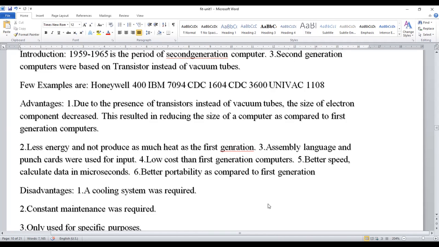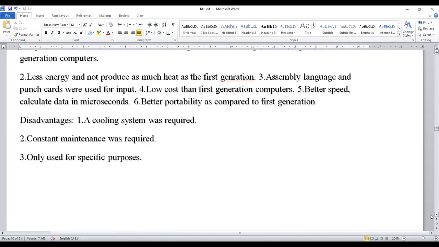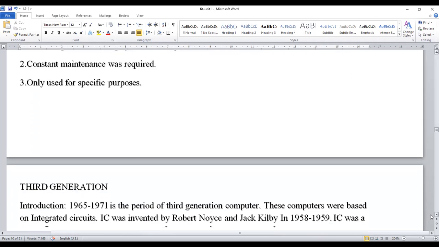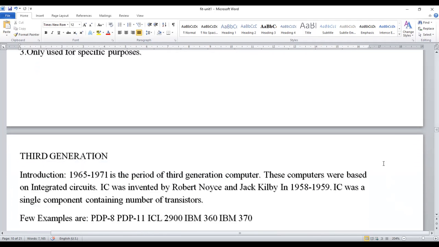So what are punched cards? Here we give zeros and ones as input, and paper tape is the output. Better speed, calculating data in microseconds, better portability, all these things were there as compared to the first generation. The disadvantages are that a cooling system was required, constant maintenance was required, and it was used only for specific purposes. So there are different types of advantages in this.